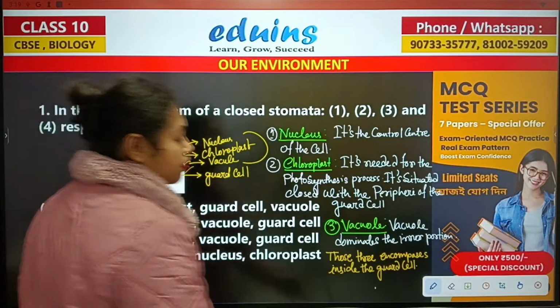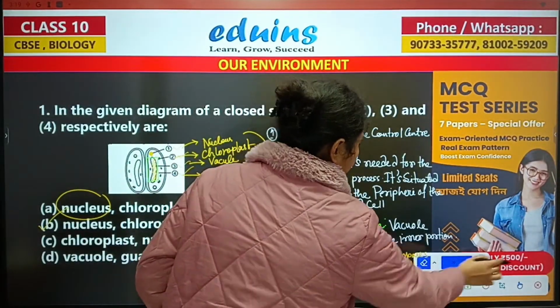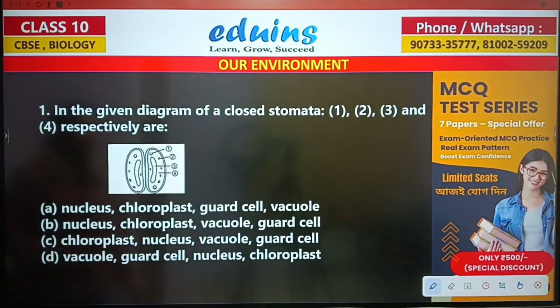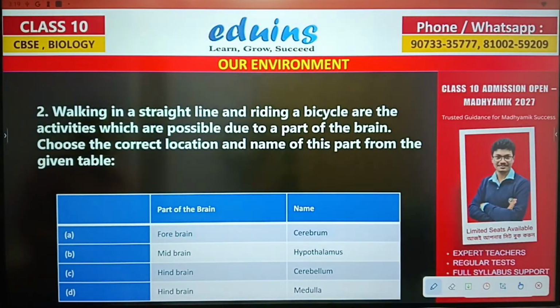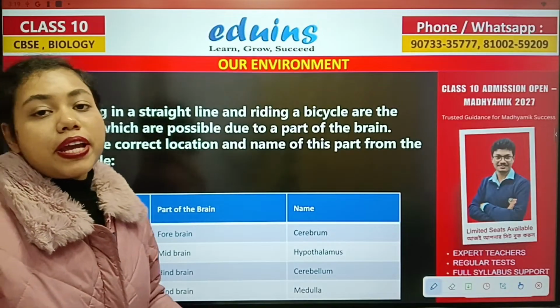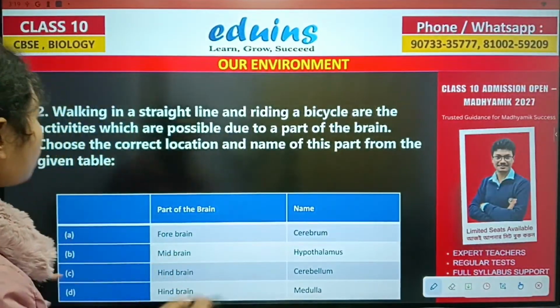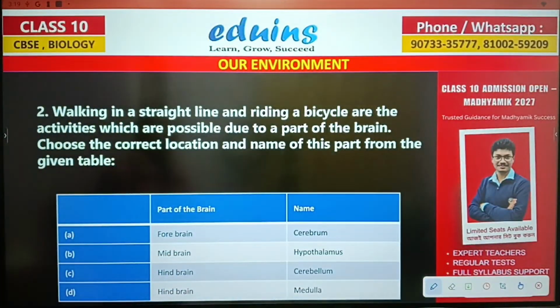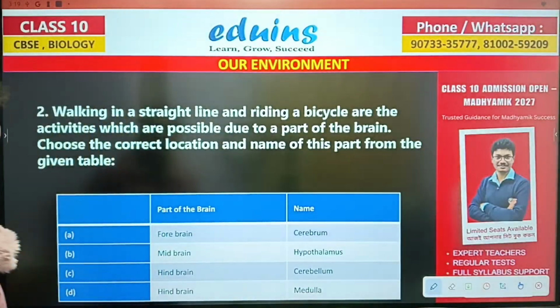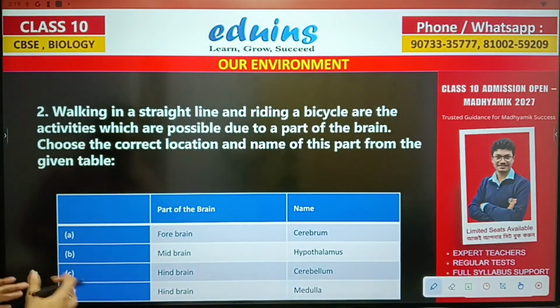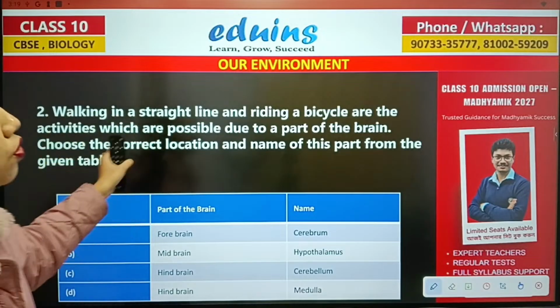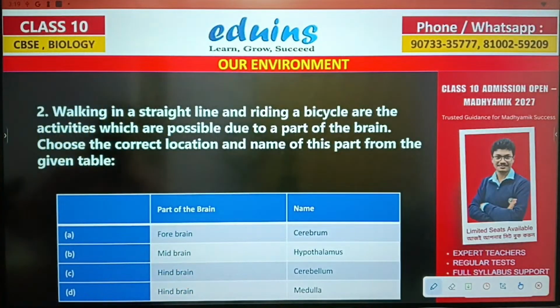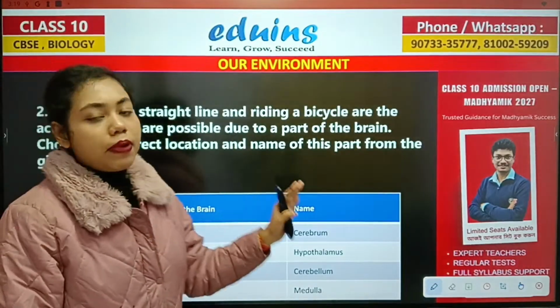Let's move to the next question. The next question is: walking in a straight line and riding a bicycle are activities which are possible due to a part of the brain, because a part of the brain controls those activities. Now the question is: choose the correct location and name of this part from the given table. We have to tell the name of the part of the brain that controls those activities, like walking in a straight line or riding a bicycle.